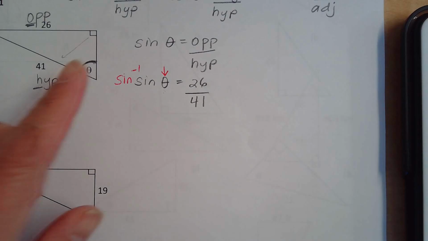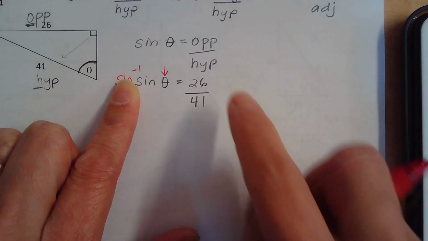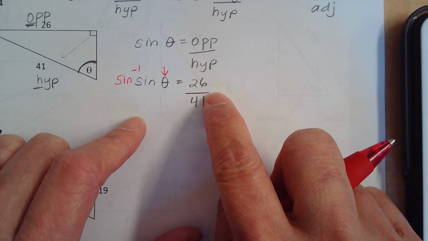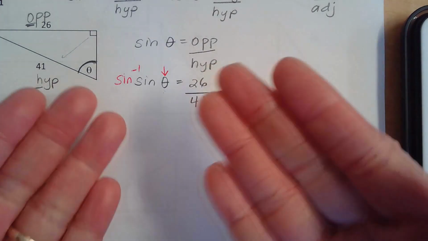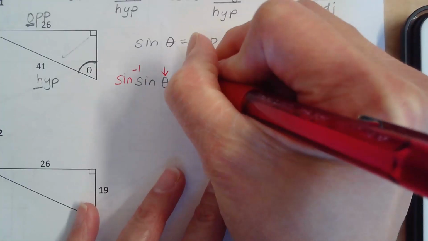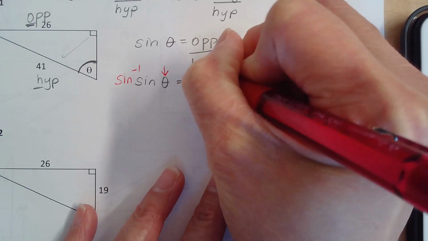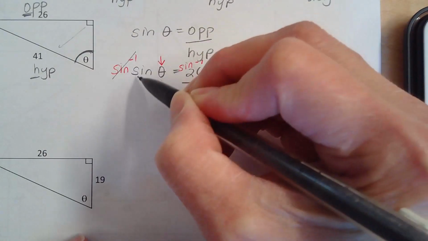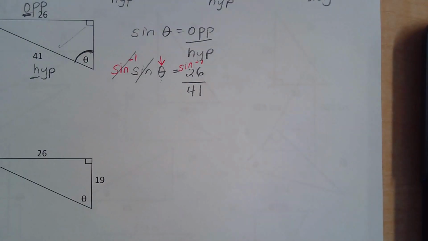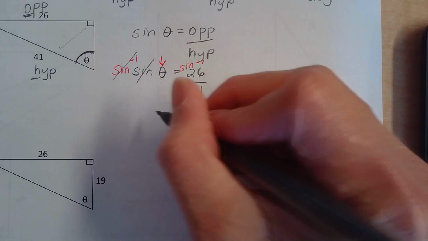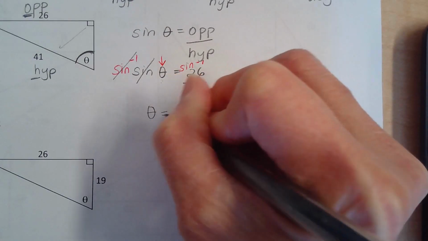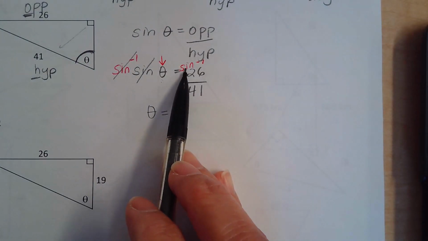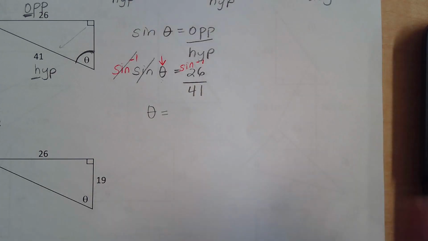Now if I take the sine inverse on this side, I also will have to take the sine inverse on the other side to maintain the balance. So sine inverse on that side, and I need to take the sine inverse on this side. So that makes the sine inverse and sine cancel each other out, and we have theta left. So here we just figure out 26 over 41, right?